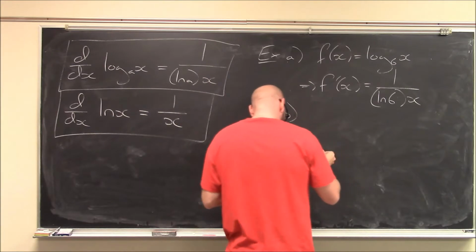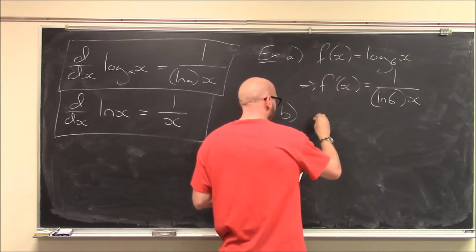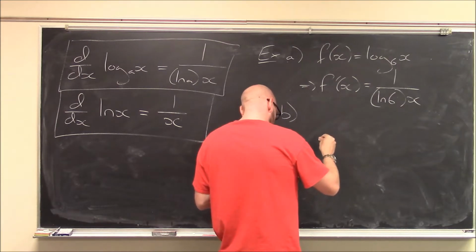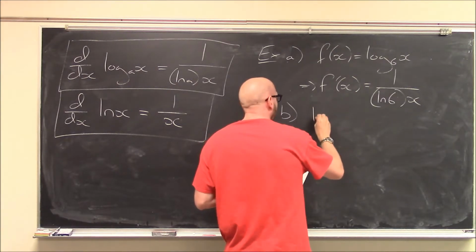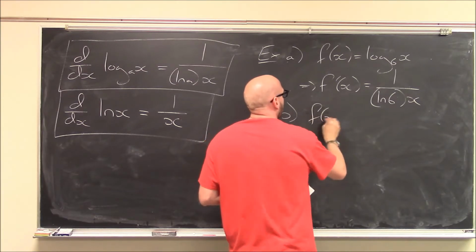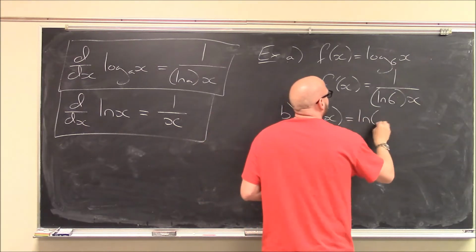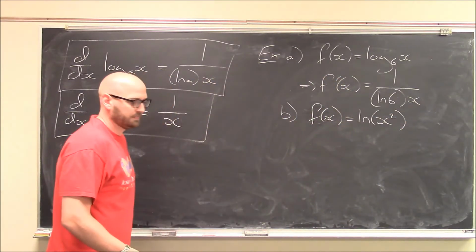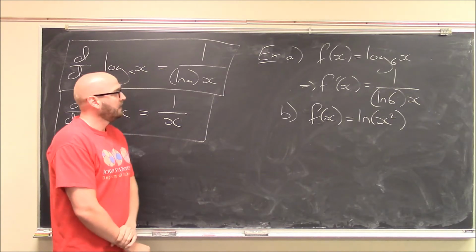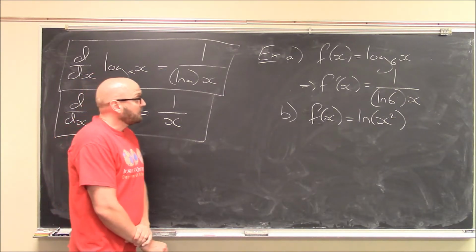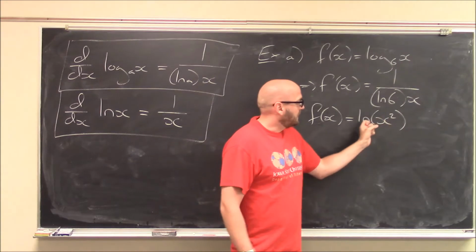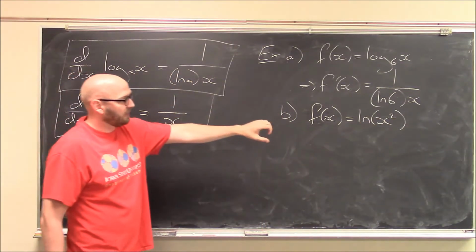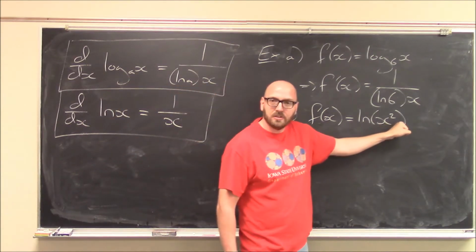Let's see, example B. These are both interesting. How about we do f of x is ln of x squared. So full disclosure, as this is written right now, this is a composition, right? Instead of having ln of x, I've taken ln of x and I've plugged into it this x squared function.